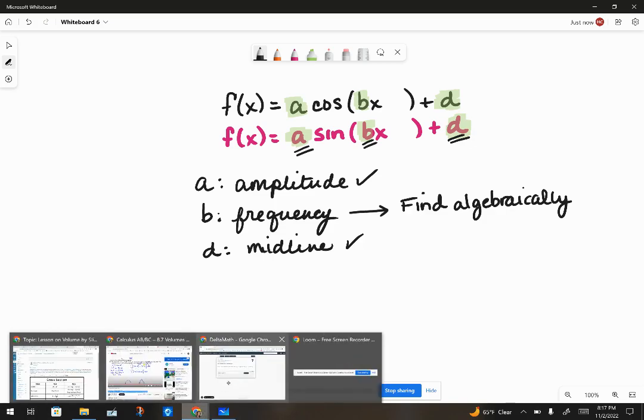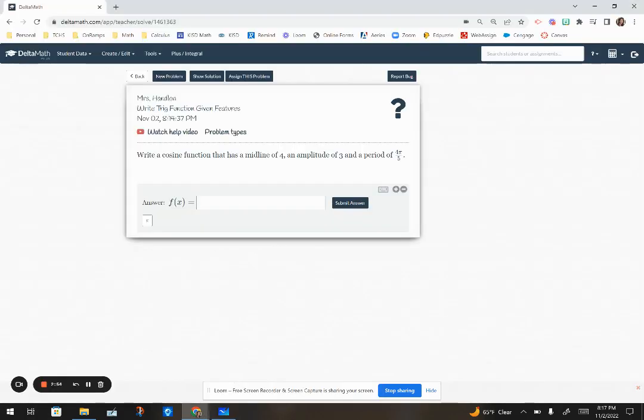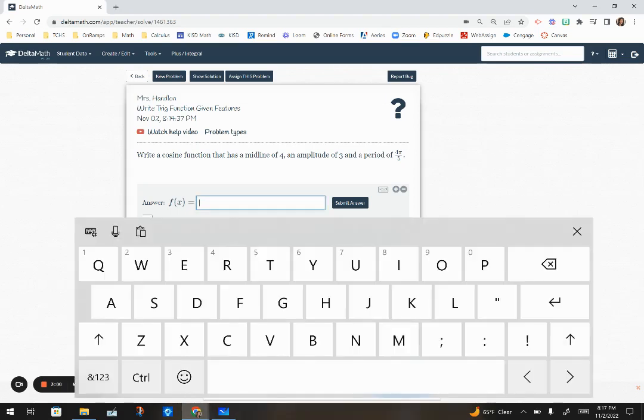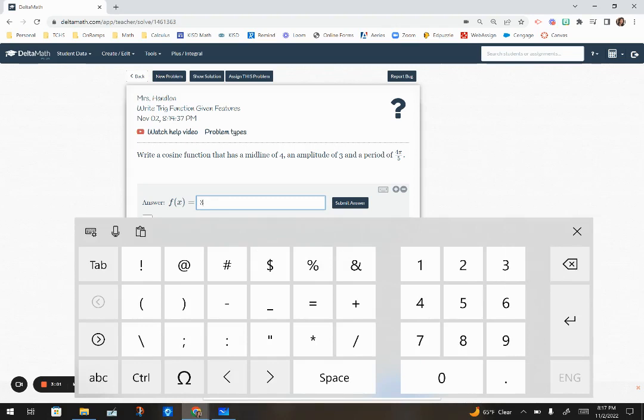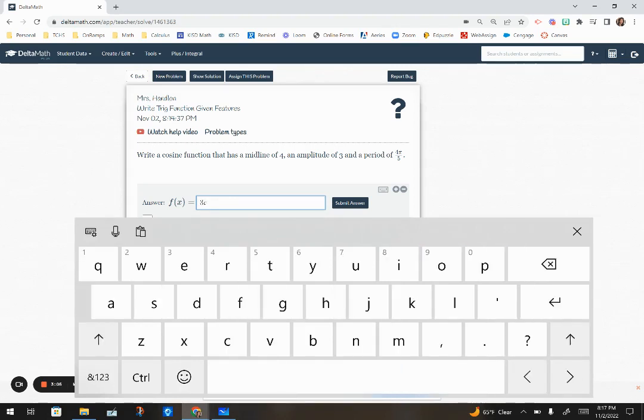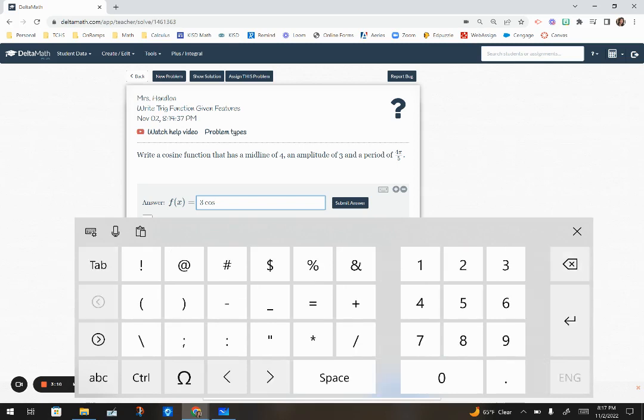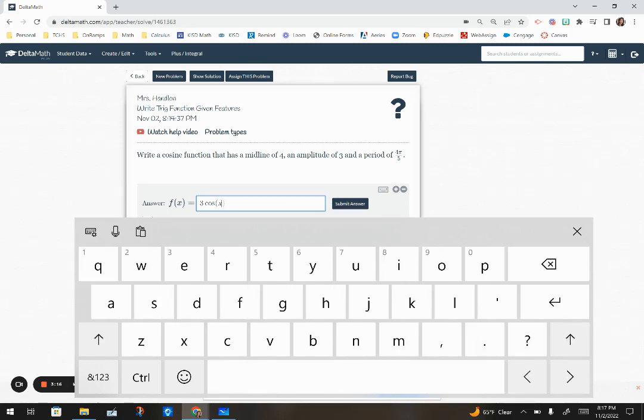So we come back over here and we start typing. The first value we needed was your A. Your A value here is a 3. So I'm going to type a 3. Then we know it's a cosine. So cosine, and we're going to open parentheses. And we know that there's going to be a space there for B, and then we're going to have an X value right after it.